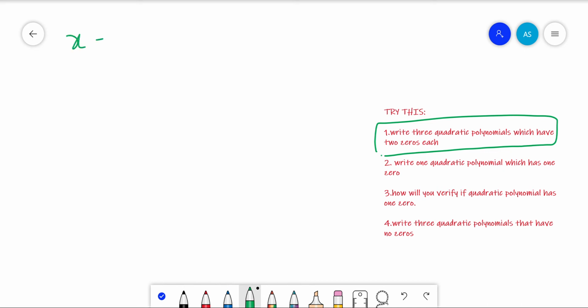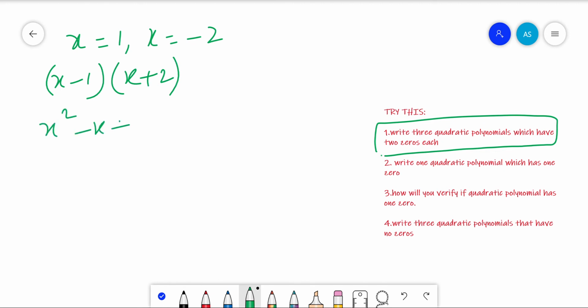So let us assume that x is equal to 1 and x is equal to minus 2. These are the two zeros. Then x minus 1 is a factor and x plus 2 is a factor. By multiplying, x square minus x plus 2x minus 2, so you will get x square plus x minus 2. This is a quadratic polynomial with two distinct zeros. Like that, one more example I will give.